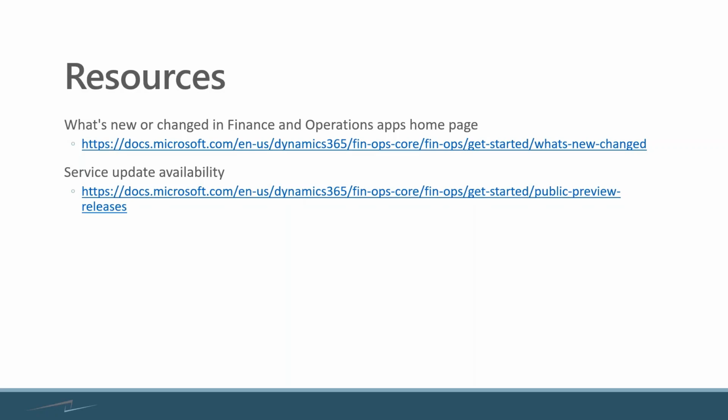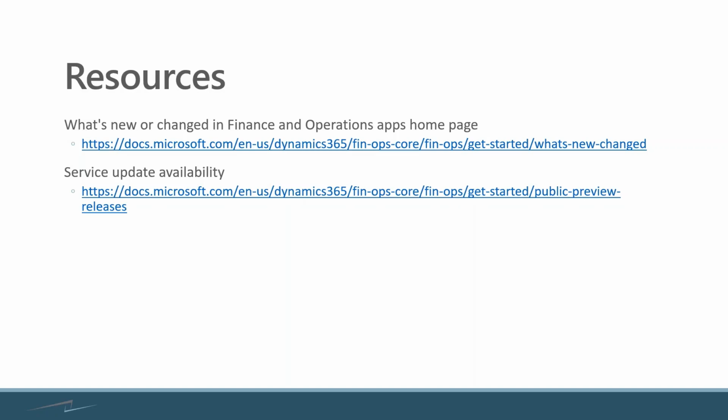Here are some resources. So whenever you've got an update, you can go to the What's New or Changed in the Finance and Operations Apps homepage. They've split this out into different sections for finance, supply chain, commerce, and human resources. So you can go into whichever apps that you're subscribed to and view the updates there. They do generally also show, whenever a release goes in the PEAP, you can see the updates there as well. So you can kind of get an idea of the updates that are coming ahead of time. But like I said, that is subject to change.